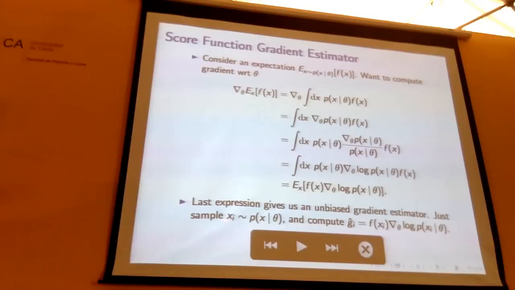We can obtain it as follows. First, we collect one sample, x sub i, from our probability density. Then we compute the gradient estimate, which we're going to call g hat, as just the function value times the grad log probability. And it's unbiased, meaning that when we take the expectation, we get the gradient that we're looking for.